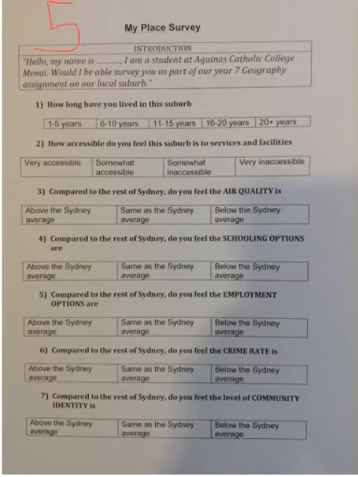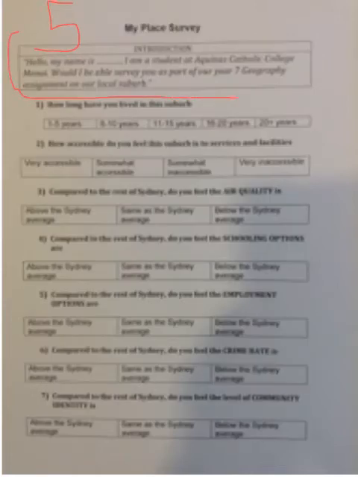And what you're going to be looking at here, and the way I'm going to suggest you do it, is that every time you do this survey, you read out this little section here. So, hello, my name is Simon. I'm a student at Aquinas. So, hello, my name is Sophie. Or hello, my name is Cleo. Or Kai. And would I be able to survey you as part of our Year 7 geography assignment about a local suburb? So it just gives people an idea about what they're doing.